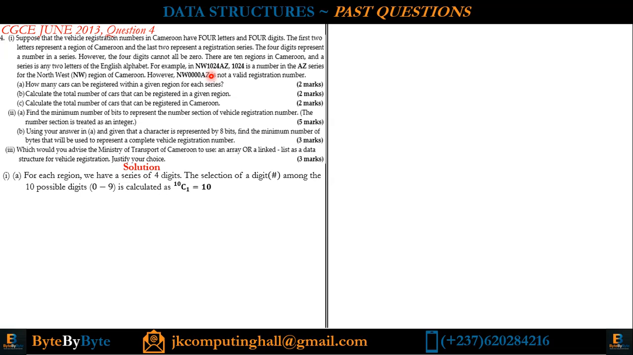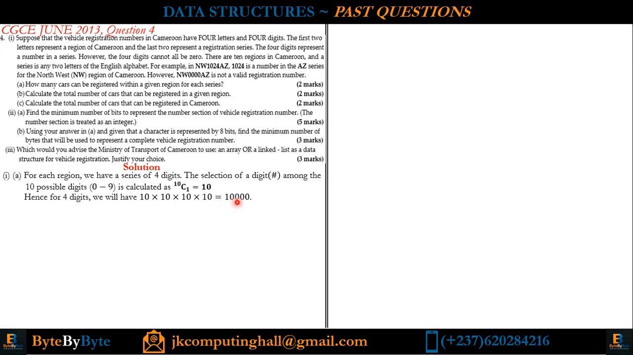For each region, we have a series of four digits. The selection of a digit, let us say just among the 10 possible digits, because from 0 to 9, you have 10 possible digits. And the number of ways I can select one digit out of 10 is calculated as 10 combination 1, which is equal to 10. Hence, for four digits, we will have 10 times 10 times 10 times 10. This is because this is for the first digit, the second, the third, and the fourth. So to have those four digits, I will have 10,000 ways.